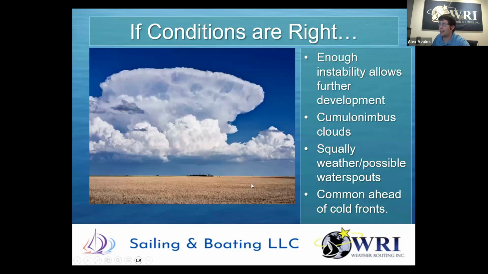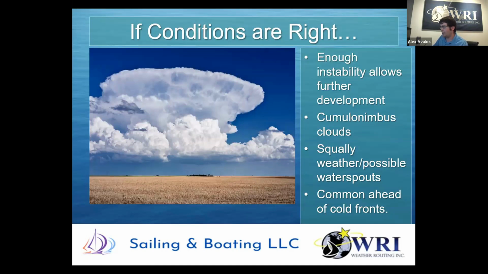Now, with cumulonimbus clouds, the biggest thing to take away from them is that usually squally thunderstorms can develop with them. In the most severe of activity, you can get waterspouts too. And they're very common ahead of cold fronts. So whenever you see a cumulonimbus cloud, especially on a widespread scale off in the distance, that's an indicator that there's a cold front coming. Not every cumulonimbus cloud that you see is an indicator that a front is coming, especially if it's more of a lone wolf isolated scenario.